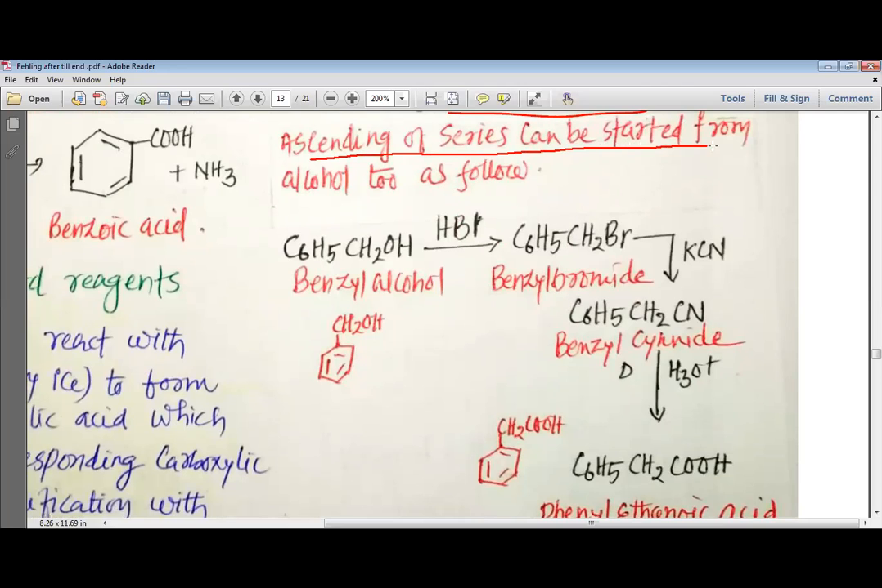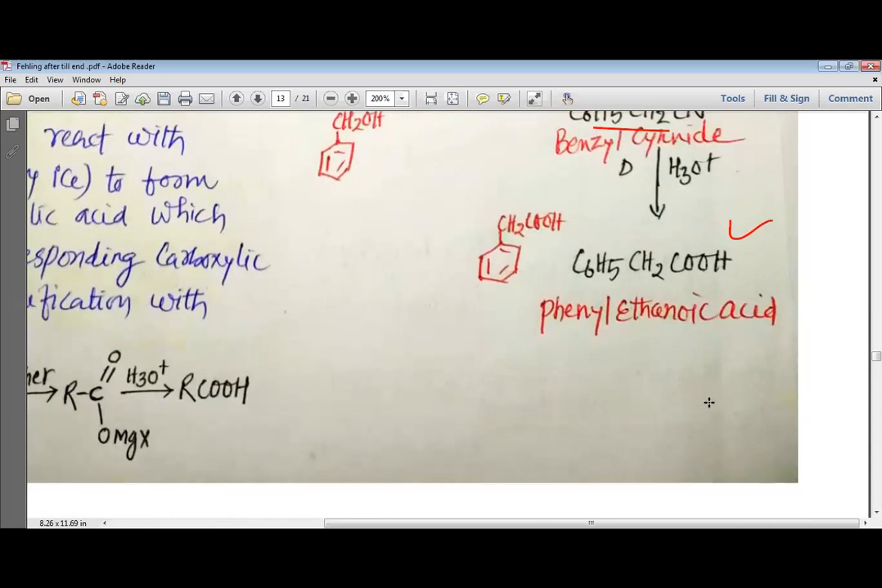Ascending of the series can be started from alcohol as follows. We can even start from the alcohol. So benzyl alcohol, when allowed to react with HBr, gives us benzyl bromide. Then if you allow it to react with KCN, it gives us C6H5CH2CN. On hydrolysis, this can be converted to carboxylic acid. This carboxylic acid can also be represented in this form, and this is nothing but phenylethanoic acid, because this is one carbon, this is the second carbon. On the second carbon we have a phenyl group, so it's phenylethanoic acid, or you can even write it as 2-phenylethanoic acid.